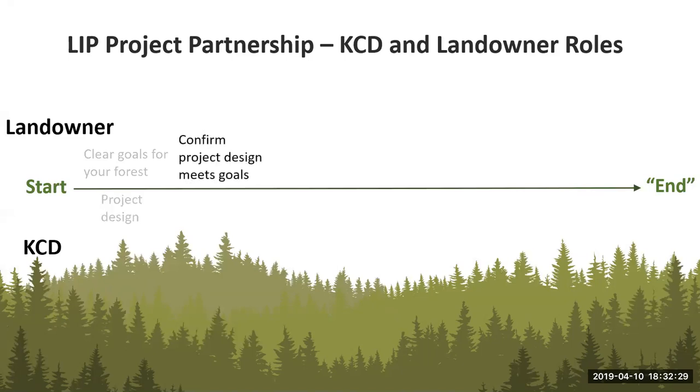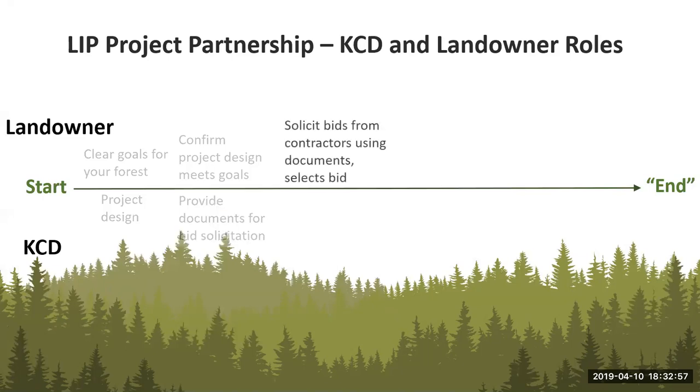Once we have a draft project design, we'll send it back to you for your review and approval or comments, and make sure that the project still meets the goals for your forest, as well as that you are comfortable with the management activities that we outlined in that project. Once we have your approval and we have a project that we both agree on, we'll provide some documents to you, so you can start soliciting bids from contractors.